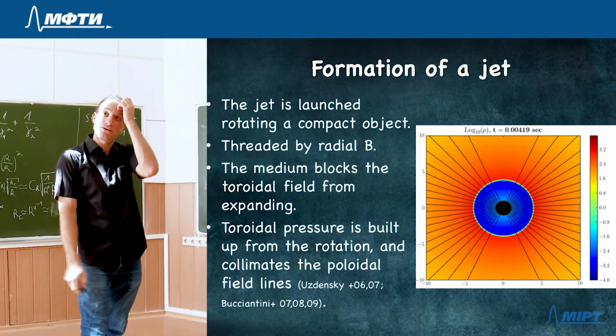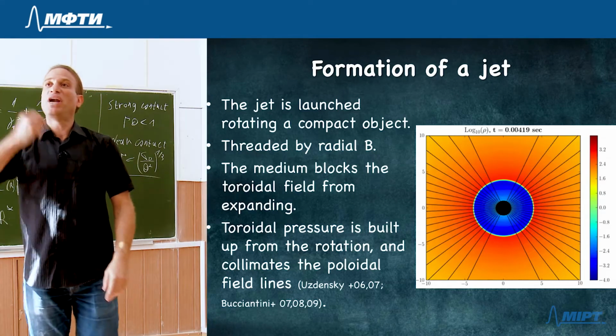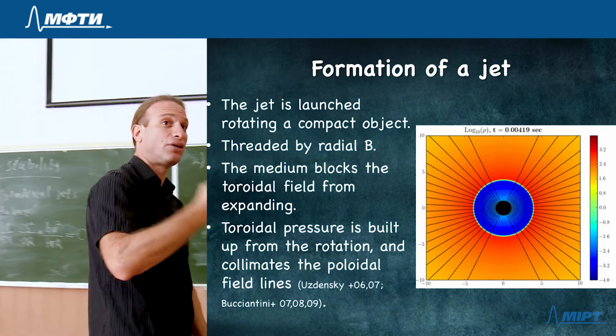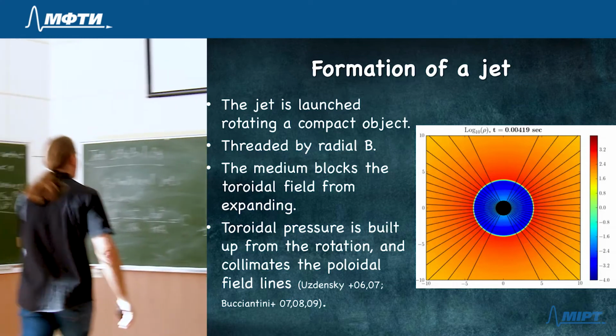This is what happens at the center of a star. So when I continue to wind the magnetic field, I'm increasing the toroidal component of the magnetic field. Remember what I had from the force equation. What is this?